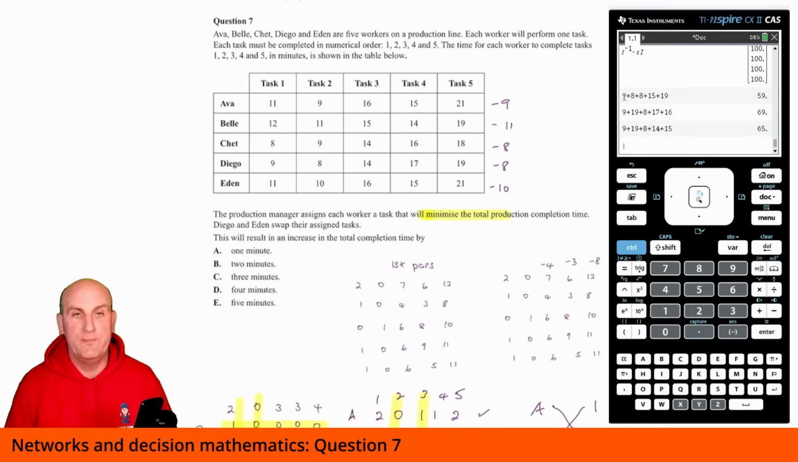Diego and Eden swap their assigned tasks. They actually swap it after. So what you've got to do is you do it once and then you sort of go, oh, hold on a moment. This will result in an increase in total completion time. So you've got to do it once and then you think about your answers.